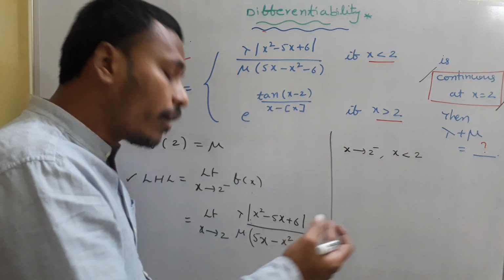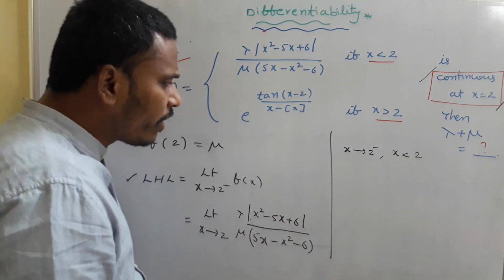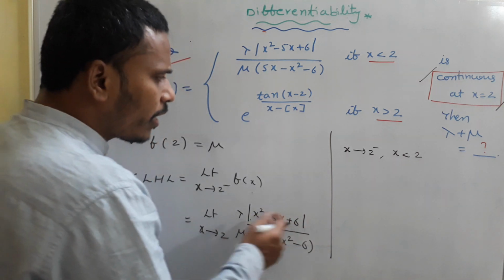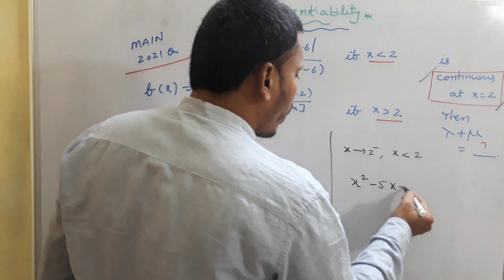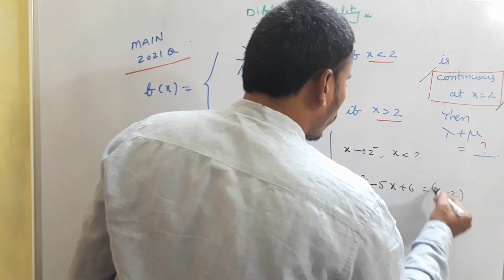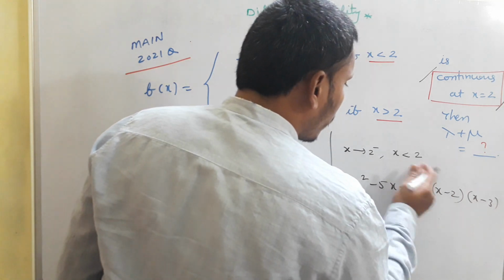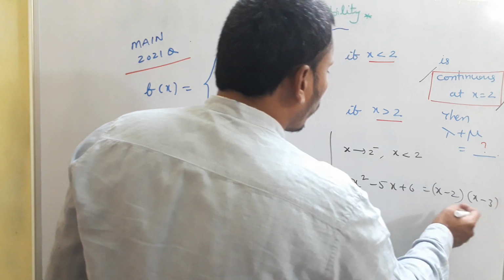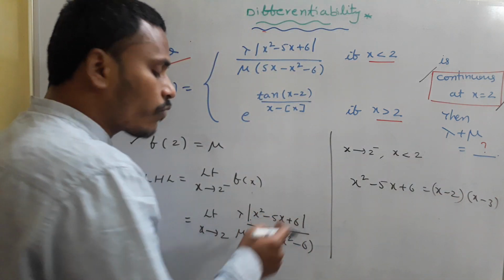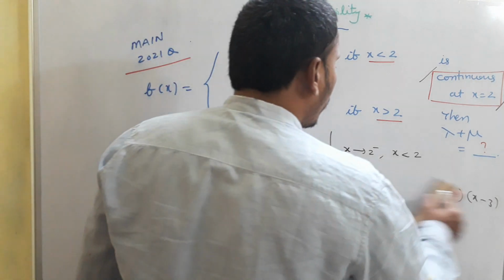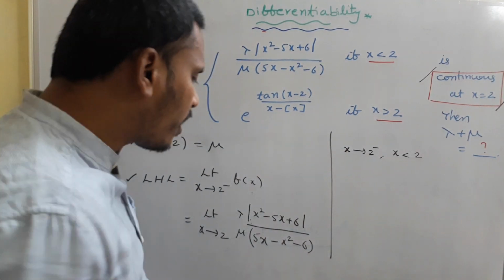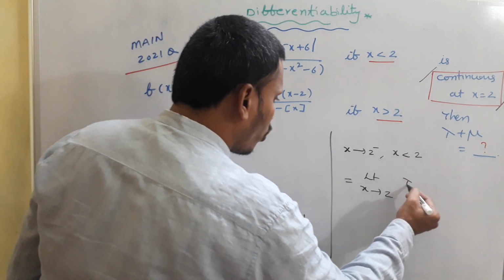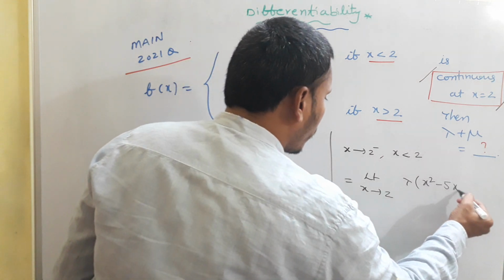Still, if you need any further verification, since x is less than 2, you just go with a smaller value. I will explain here for you. x square minus 5x plus 6 is nothing but (x minus 2) into (x minus 3). Since x value is less than 2, x minus 2 is negative. Since x value is less than 2, x minus 3 is also negative. Negative into negative is positive. That means this x square minus 5x plus 6 is positive. Since the quantity inside the modulus is positive, we have a chance to directly remove that modulus. So this equals limit x tending to 2 of lambda times (x square minus 5x plus 6).